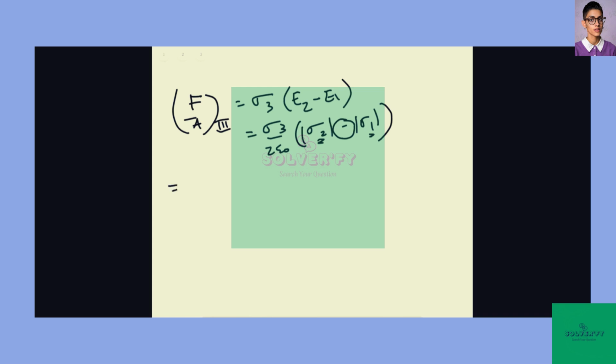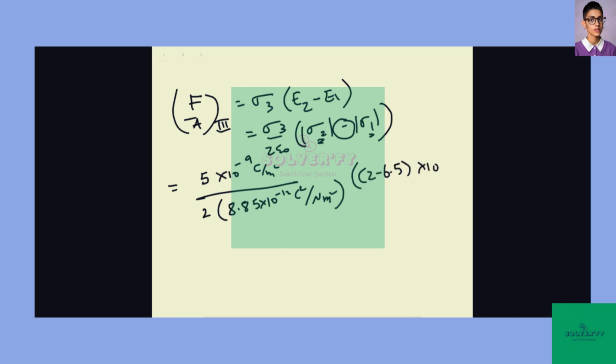So this is equal to sigma 3, as we know, is 5 into 10 power minus 9 coulomb per meter square divided by 2 into, we know that epsilon naught is 8.85 into 10 power minus 12 coulomb square per Newton meter square. And we know that sigma 2 minus sigma 1 is minus 2 minus 6.5 into 10 power minus 9 coulomb per meter square, which gives us minus 1.3 into 10 power minus 6 Newton per meter square.